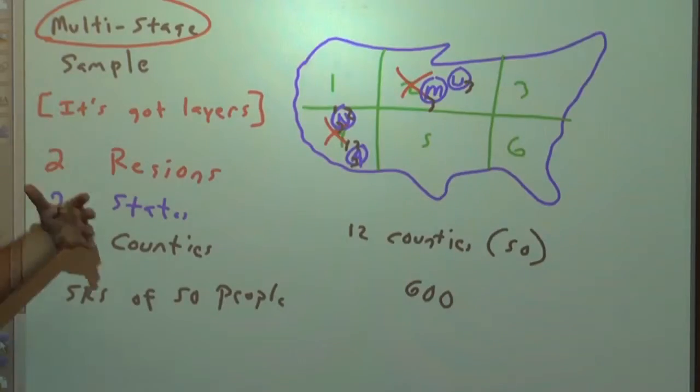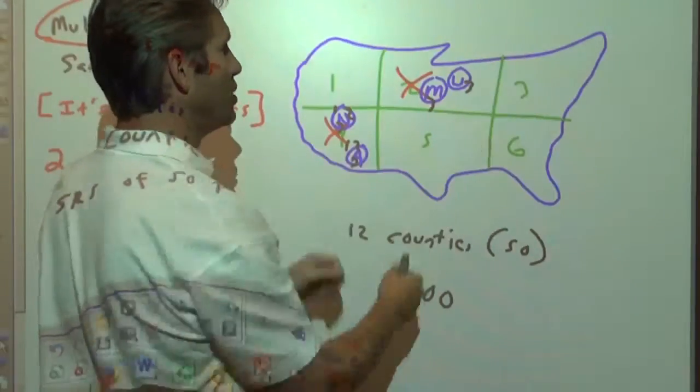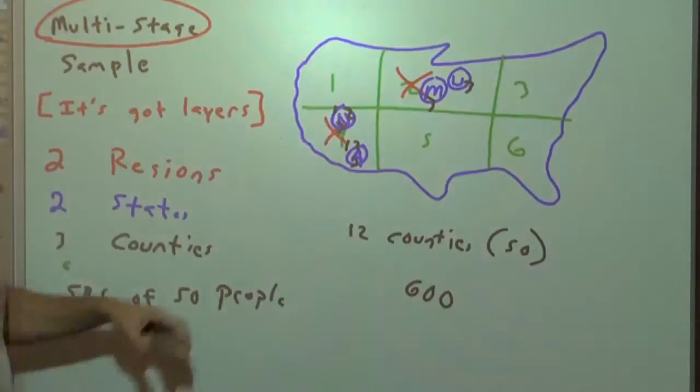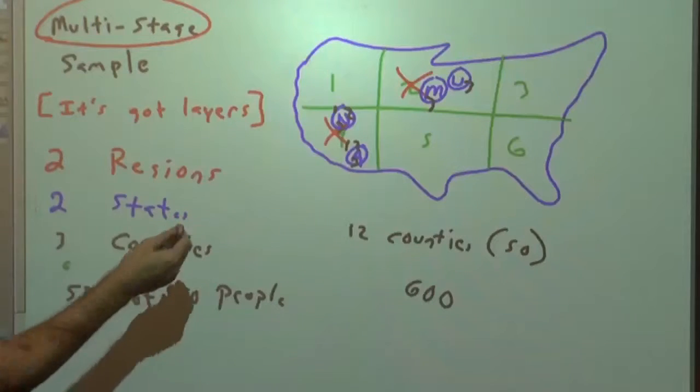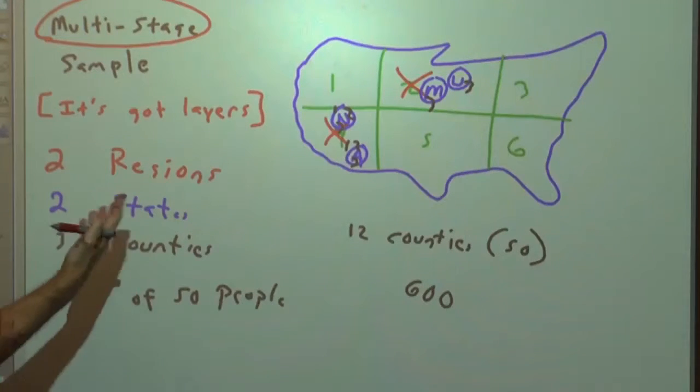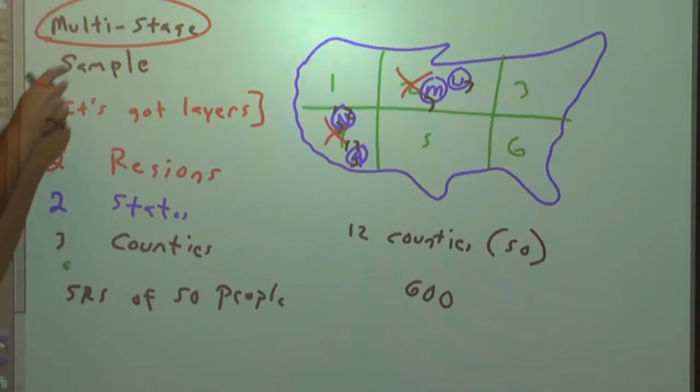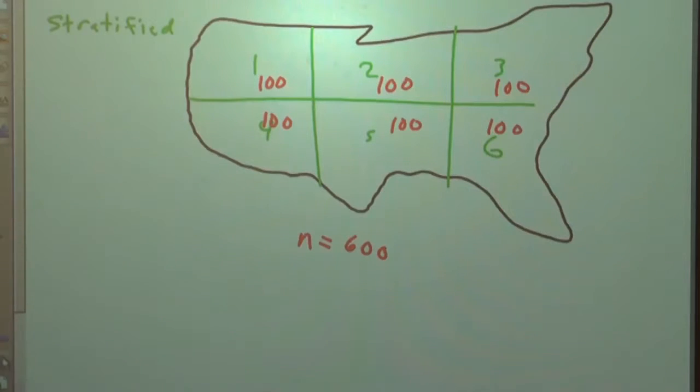That's different from multi-stage. You take the 6 regions, but you only select 2 from the states within each region, or 3. It just all depends what you decide. But that's multi-stage. That's stratified.